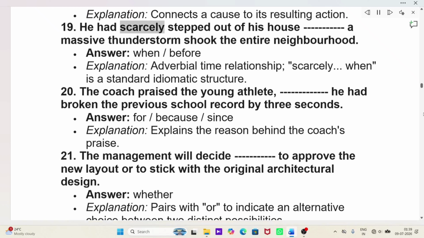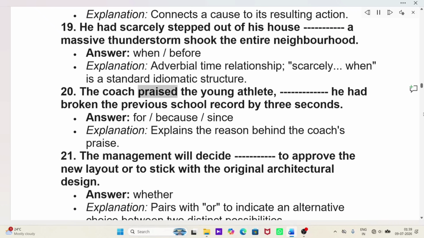19. He had scarcely stepped out of his house. A massive thunderstorm shook the entire neighborhood. Answer: when / before. Explanation: adverbial time relationship, scarcely... when is a standard idiomatic structure.